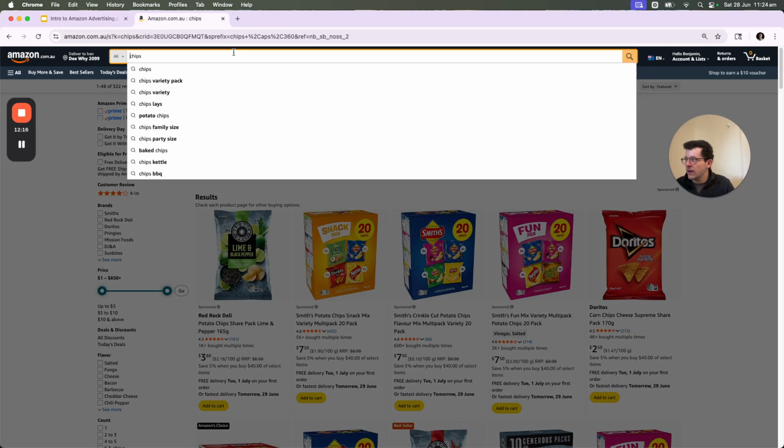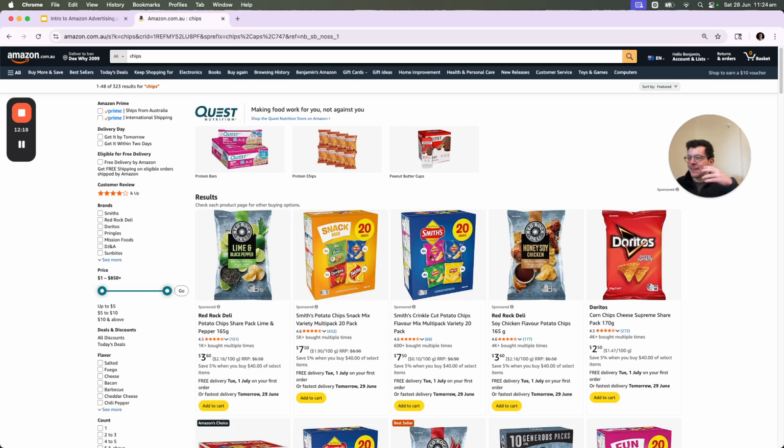So I type in chips and I click on it. Again, in the background there's that ad auction, all of the different brands bidding on the keyword. In this particular example, you can see the first 4 placements. This is Smith's, other brand. Smith's also own Red Rock Deli, so in this example, it's Smith's which are bidding the highest amount. Their products appear at the top of search results.